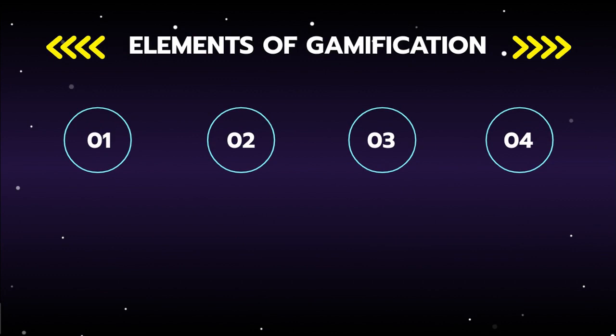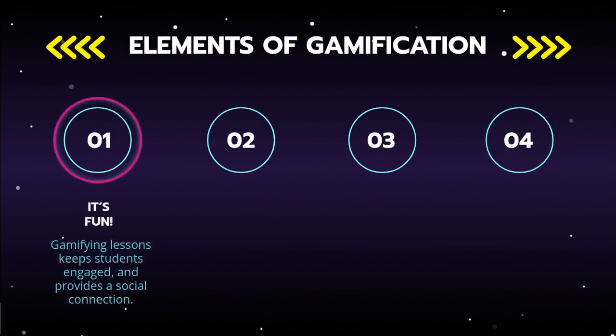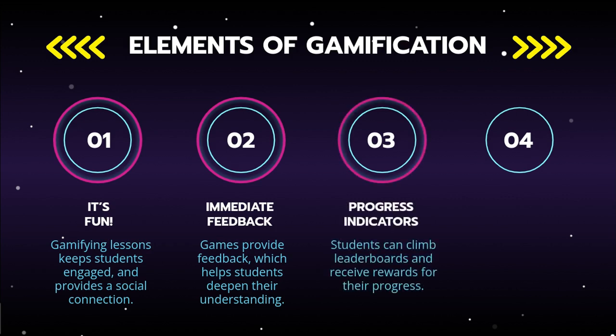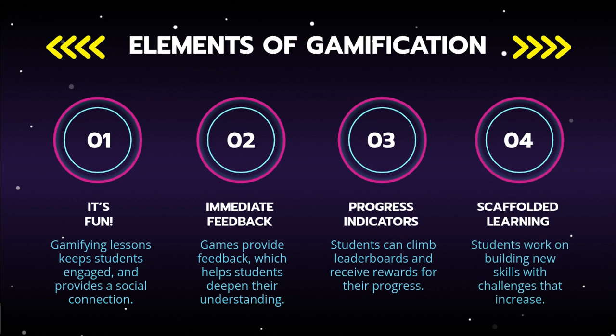There are 4 main elements of gamification. The first one, it's fun. Gamifying lessons keeps students engaged and provides a social connection. The second one is immediate feedback. This is important for a lot of students, especially those really keen on succeeding. So games provide feedback which helps students deepen their understanding. The third one, progress indicators. Students can climb leaderboards and receive awards for their progress. And the fourth, scaffolded learning. Students work on building new skills with challenges that increase.